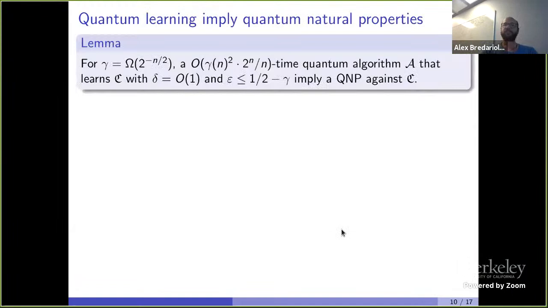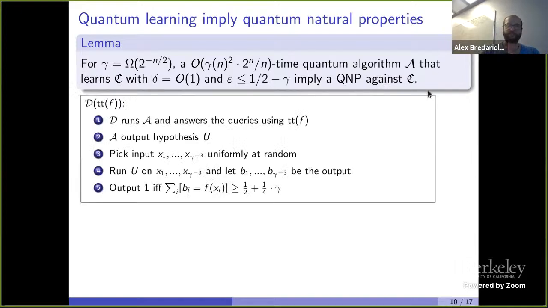And our first result is showing that if you have a learning algorithm for the circuit class C, with the parameters that I said before, then you actually have a quantum natural property against C. So in other words, if you can learn C, you can distinguish functions computed by C from random functions. And the idea here is that using this learning algorithm, you can compute a hypothesis for the function, and then you can check if your hypothesis is correct. So you can just pick some inputs uniformly at random.